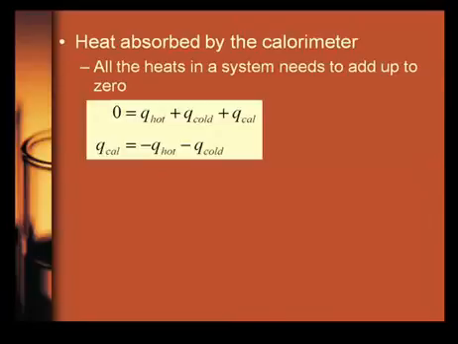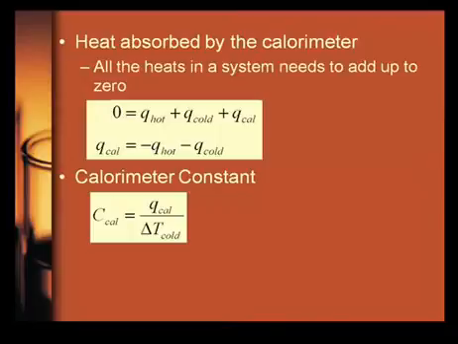Now, the heat absorbed by the calorimeter is another factor you need to calculate. And to do this, you have to remember that all the heats in a system need to add up to 0. 0 is equal to Q hot plus Q cold plus Q cal. And so rearranging this to get Q cal, the heat absorbed by the calorimeter, is equal to negative heat of the hot water minus Q of the cold water. And then finally, all this gets to the calorimeter constant, or C cal, is equal to Q cal divided by delta T of the cold water.